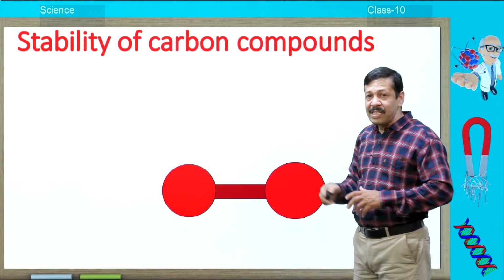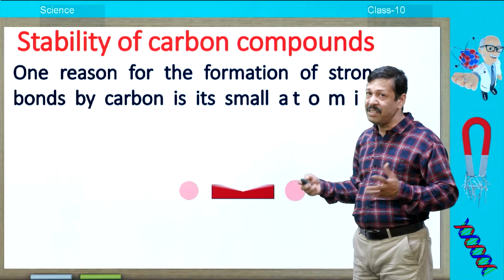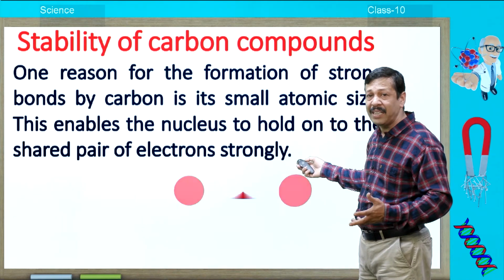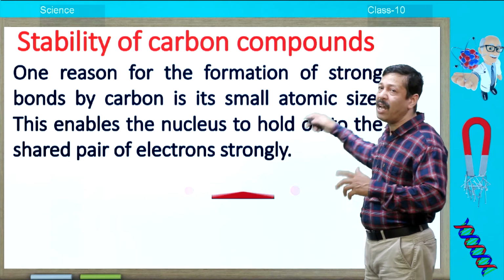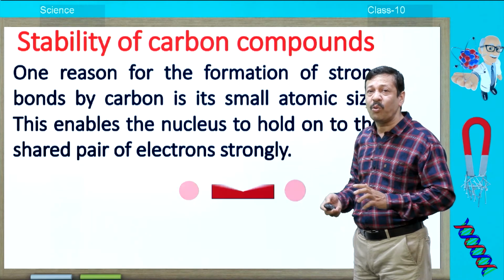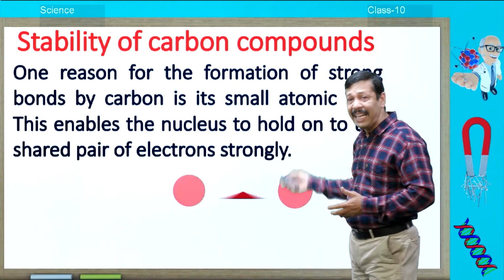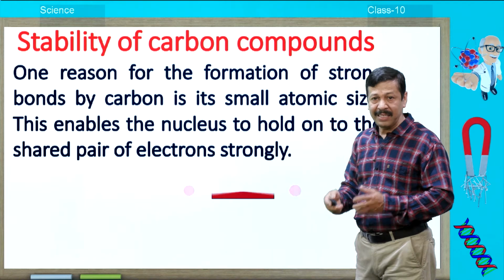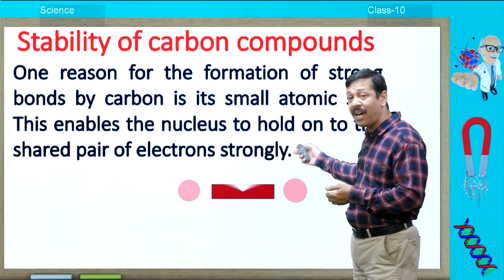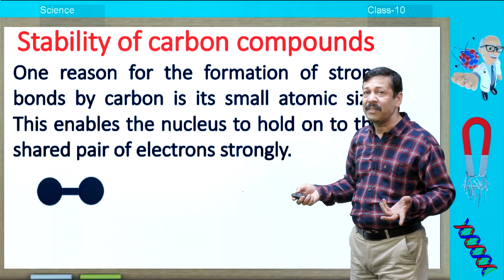Here we are seeing the large number of compounds with many carbons linked to each other. Stability of the carbon compounds compared with the others, you can easily compare because carbon can form strong bonds with its own carbon atoms and also with other elements like hydrogen, oxygen. These are also very strong bonds because of small size. The small size enables the nucleus to hold the shared electron pairs very strongly. So, shared pairs of electrons are held strongly, but in some other elements, what happens?